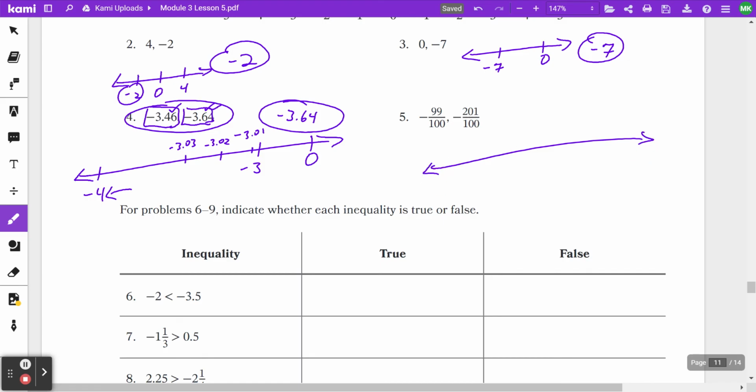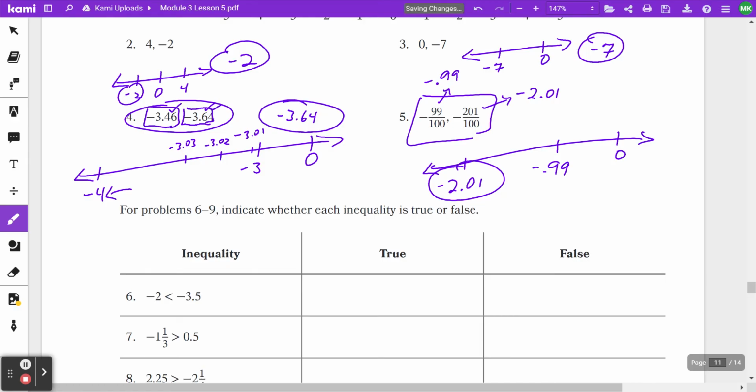More number lines, right? So fraction sense, well, you can turn them into decimals if you want. I probably will. 99 hundredths, so that's a negative 0.99. This guy here, if we have a negative 201 hundredths, we actually have a negative 2.01. Well, if this is my 0 and I'm plotting those 2 points, my negative 0.99 is going to be to the left of this guy over here. So this guy's clearly the smaller value. Okay, so there he is. So I'm going to write the original fraction as the one that is my answer.